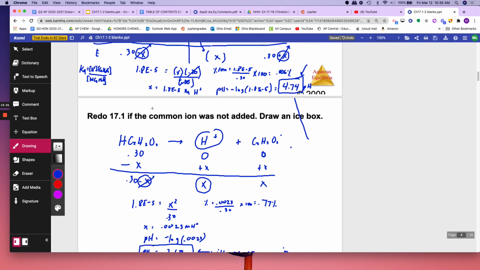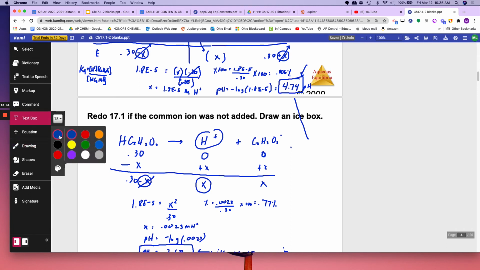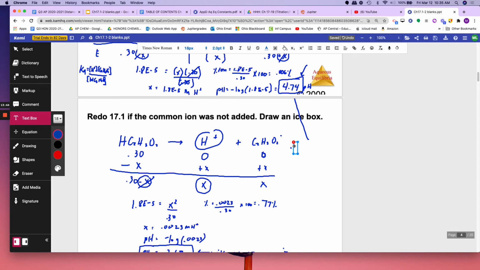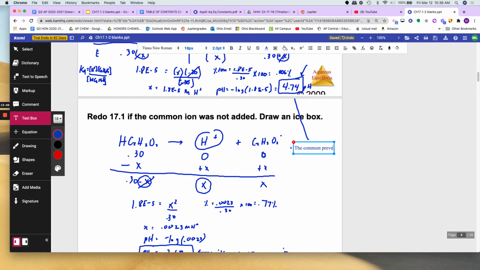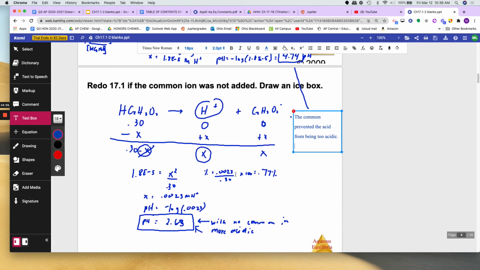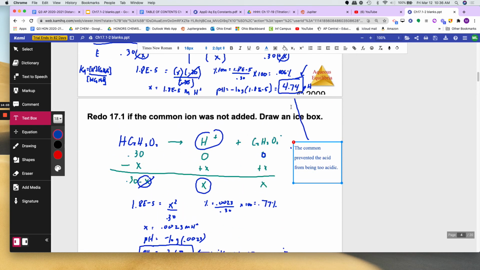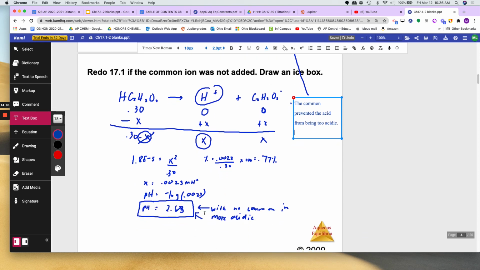Okay, let's write that down. Why don't you pause the video and try to tell me what the common ion did? You can write that down for yourself. So, the common ion prevented the acid from being too acidic. Right? It's not as acidic as before. So over here it's basic, this one is acidic.